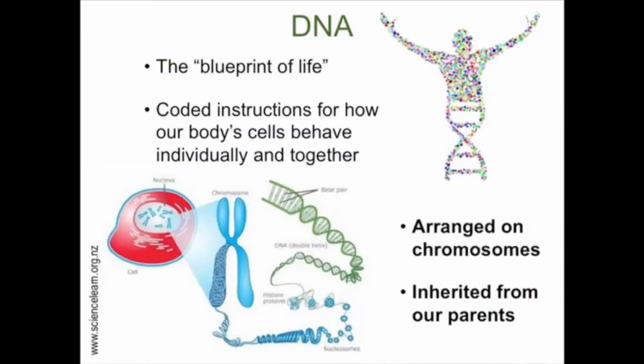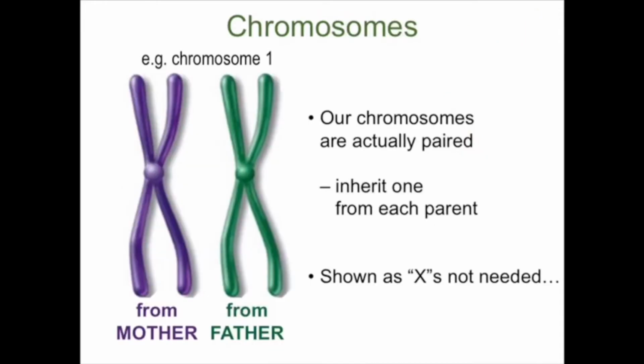So DNA, of course, is a blueprint of life and coded instructions for all the great stuff that goes on in our bodies and any organism. Now these are arranged on chromosomes, just to remind you, and we inherit these from our parents. We inherit our DNA from our parents and get a chromosome each. So it's absolutely the same with apples. So chromosome 1, for example, just to show here, our chromosomes are actually paired, right? So as I was saying, one from each parent.